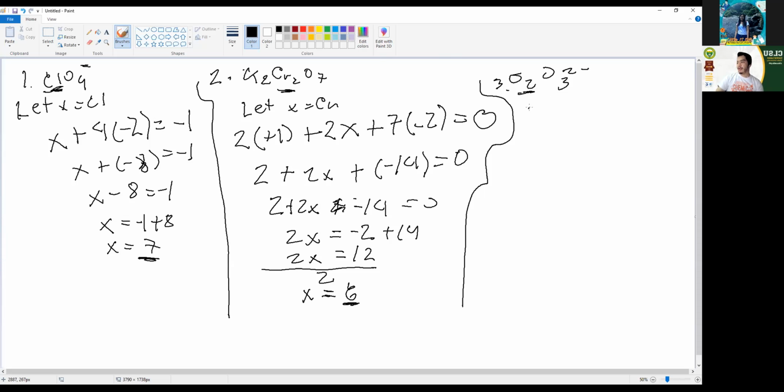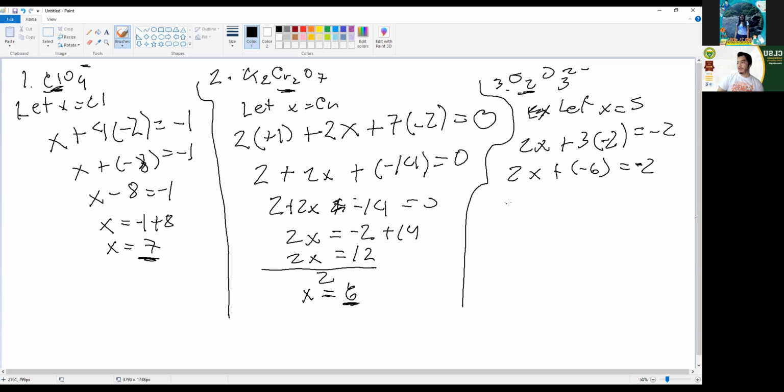And then lastly, si S2O3 negative 2. Ang hinahanap dito, yung sulfur. Let x is equal to sulfur. Dalawa siya, so 2x plus 3 ang oxygen. Alam natin from the rules, si oxygen is negative 2, equal to overall charge na negative 2. Simplifying, 2x plus 3 times negative 2 is negative 6 is equal to negative 2. Pag nilipat natin to, negative 2 plus 6.